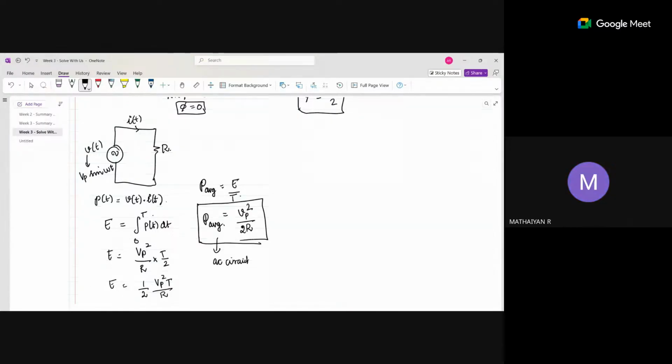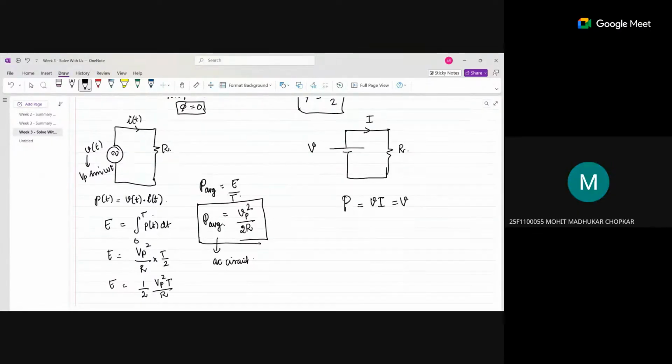But if you consider a DC circuit, this is a DC supply with voltage V, the current flowing is I, and this is R. What is the power formula? It's either VI, or V square by R, or I square R. I will take the second one. In DC, instantaneous power is equal to average power, right? Do you agree with this?